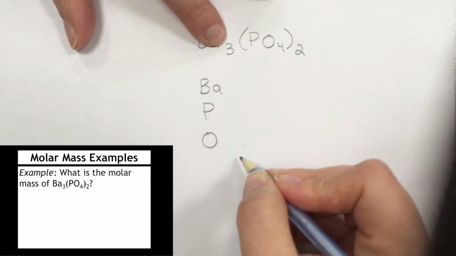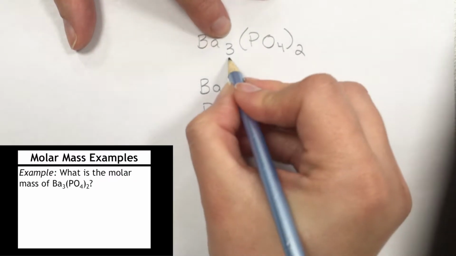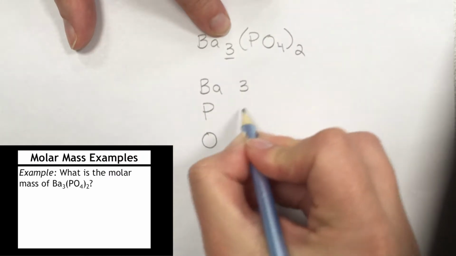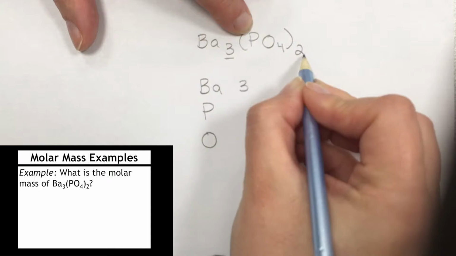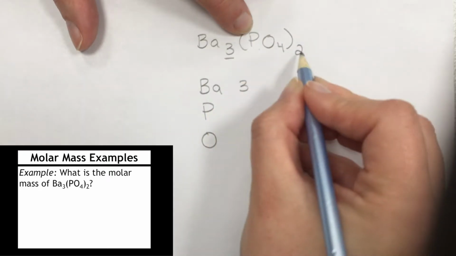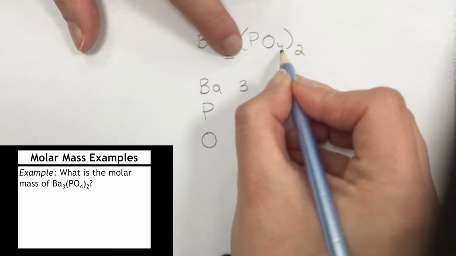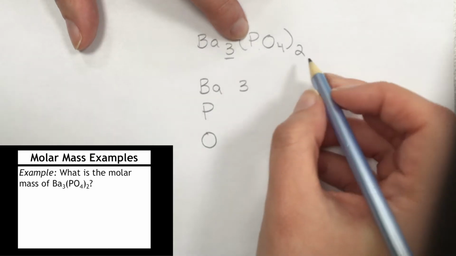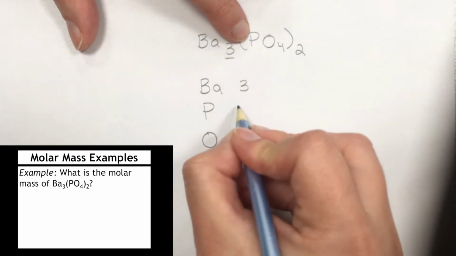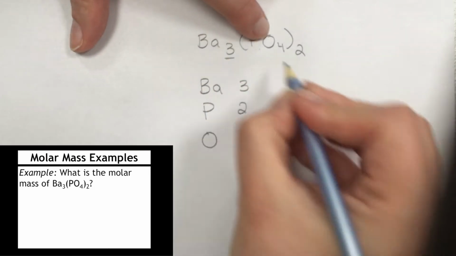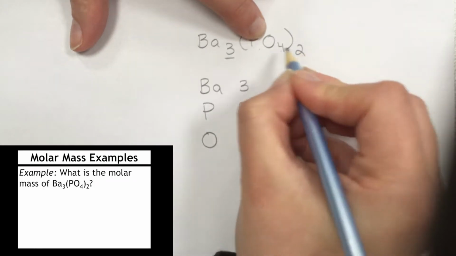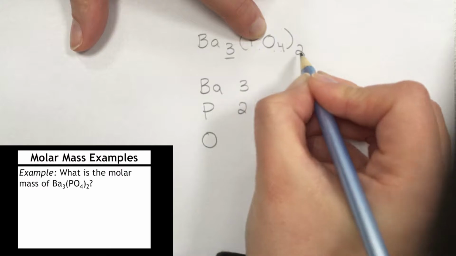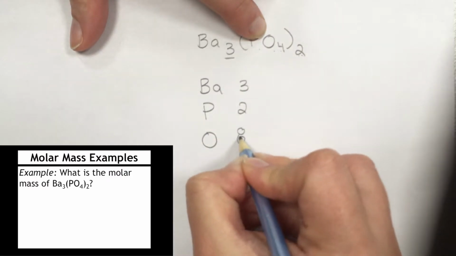And we need to write the number that we have of each. So we have 3 barium atoms, we have 1 phosphorus atom here, but we're going to multiply it by 2 because there's a 2, this 2 applies to everything in the parentheses. This is simple math, so I shouldn't have to explain that. So we have 2 phosphorus atoms, and then we also have 4 oxygen atoms, but again, everything in parentheses needs to be multiplied by 2, so we actually have 8 oxygen atoms.